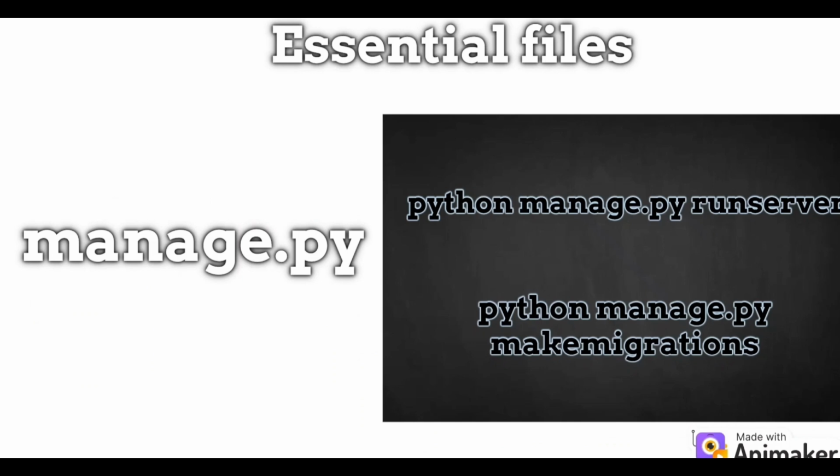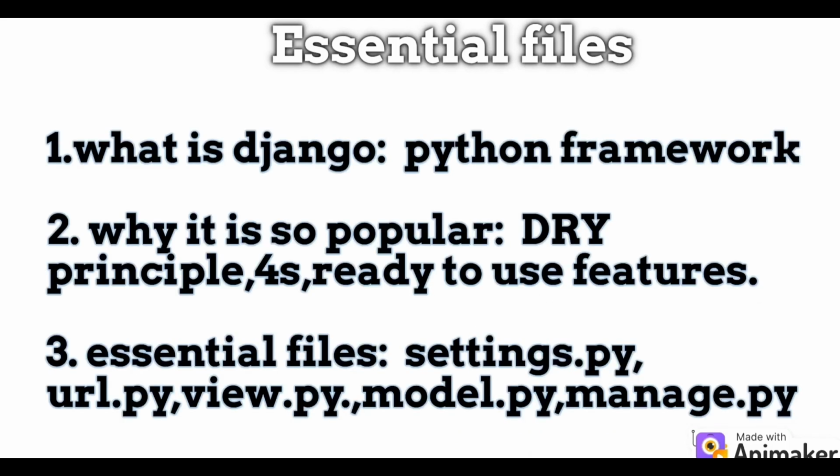And next, manage.py. This is a command line utility. This file is responsible for running the server and making the migrations. To run the Python project on the server, we need to provide a command, that is in this manage.py. And to connect with the database or to update the database, here we use models, right? So we need to make migrations and manage migrations using some commands. To run the server, python manage.py runserver, and for making migrations, python manage.py makemigrations.